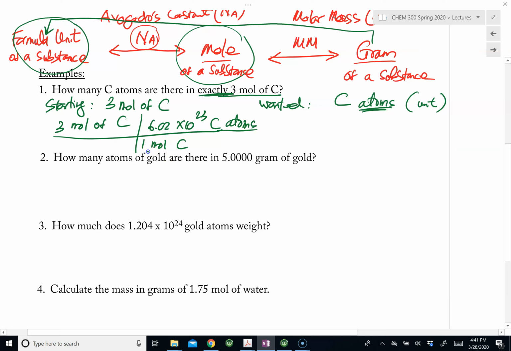And the unit mole of carbon cancels with mole of carbon. And now we end up with carbon atoms, which then equal 1.81 times 10 to the 24 carbon atoms. And the answer in this case will be rounded to 3 sigfig. As we use 6.022 times 10 to the 23rd, our answer would otherwise be rounded to 4 sigfig. But here in this case, the conversion factor is limiting the amount of sigfig that we have in the answer.